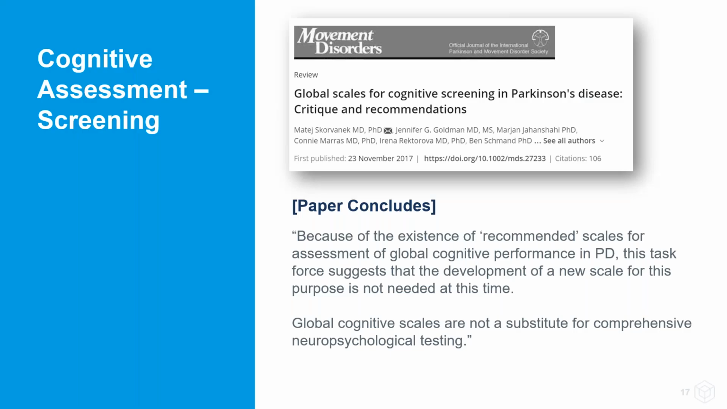Next slide, please. In terms of cognitive testing, I've organized it first as screening, because there are a lot of studies, of course, that will just use a screening measure to help rule out cognitive impairment. An MDS working group in 2017 did a very nice review of global screening scales in cognition, and concluded that it wasn't necessary, in their opinion, to develop something new. They recommended a couple of scales, including the MoCA, that seemed to be serving the purpose well, and that has borne out over the years, I think, for the MoCA and a couple of other scales. They noted, importantly, though, that global cognitive screening measures are not suitable for comprehensive neuropsychological testing, of course.